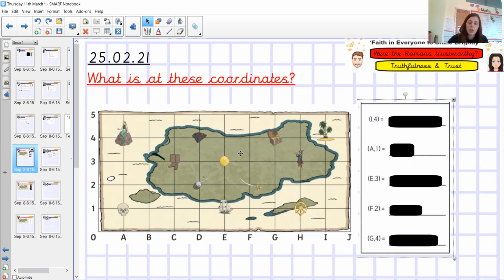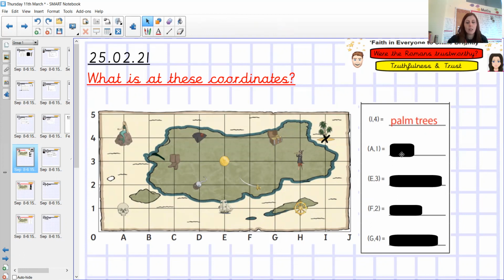So if I said to you, what is at I4, I can go up this way, and I could use my pen and go like that, and then I would go 4 along, and I could mark here on my map and have a look, and underneath I should see palm trees. Pause the video now and see if you can find out what is at A1, E3, F2 and G4.